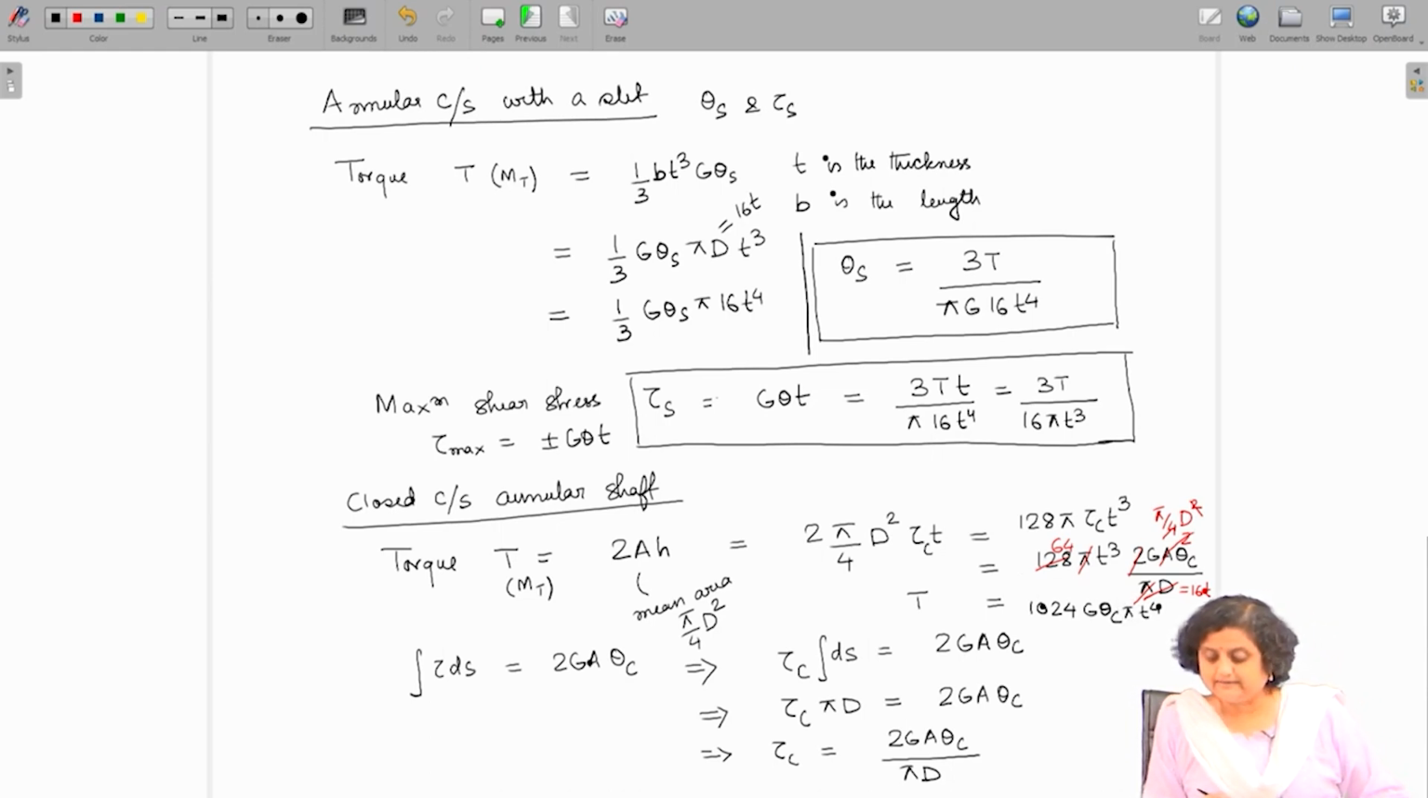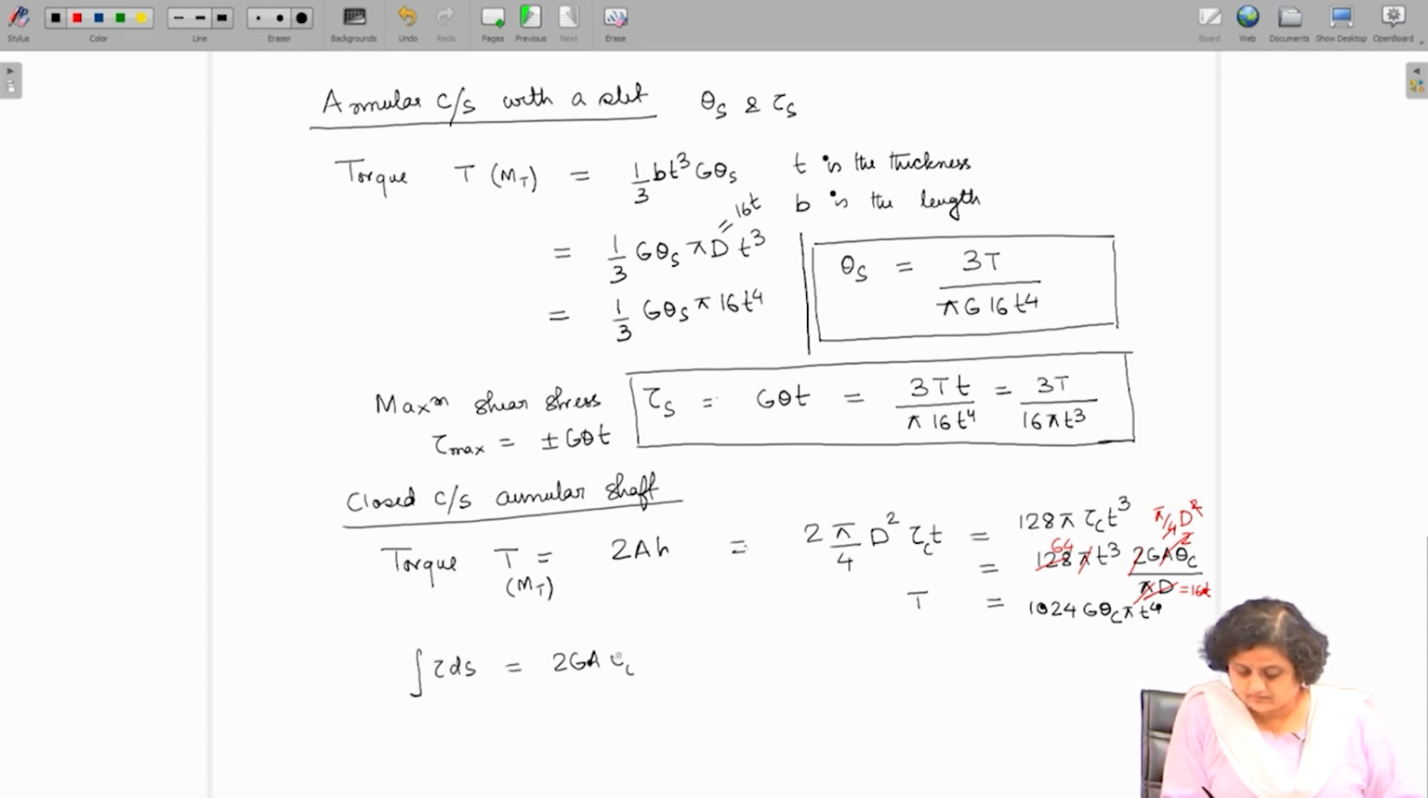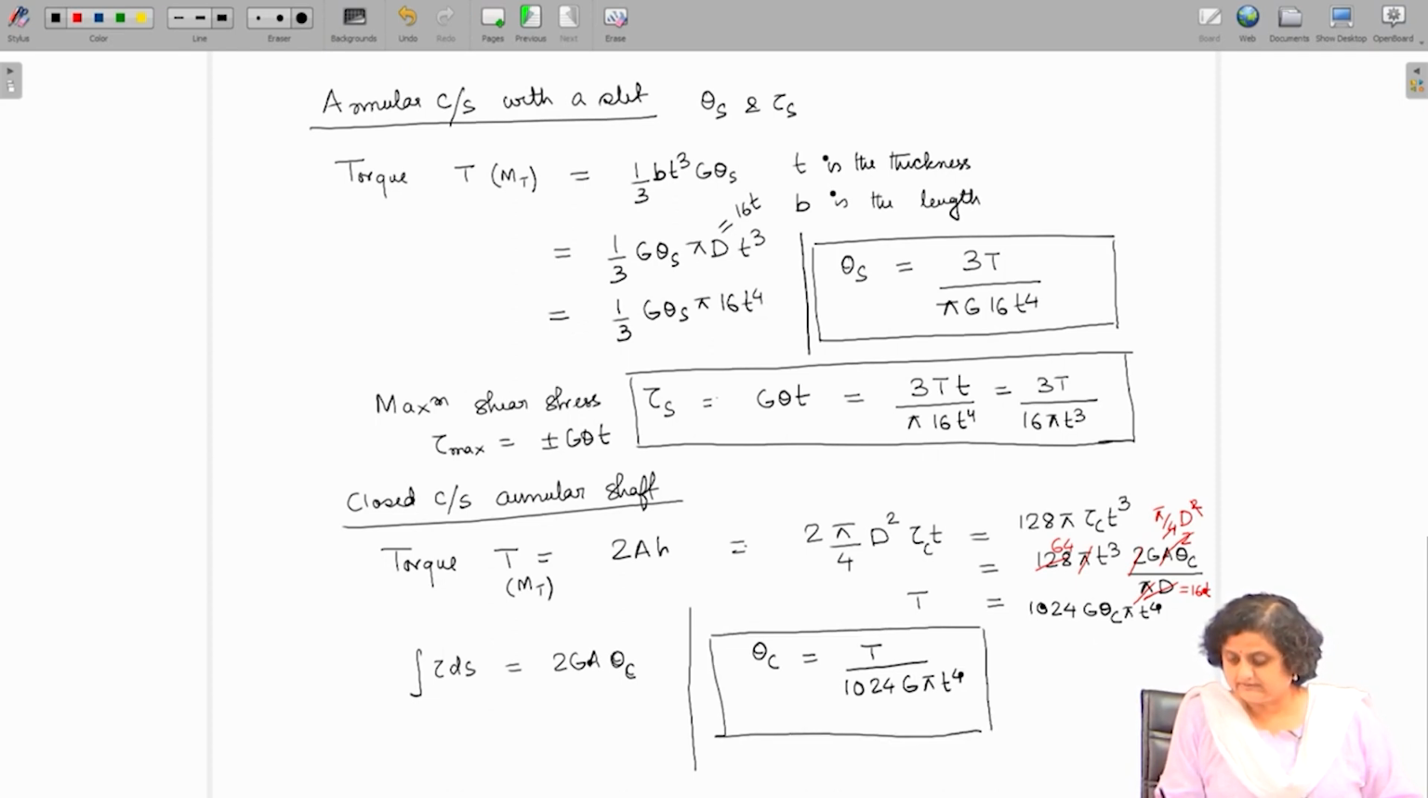So, we can say therefore, so I can erase this and write it. So, therefore, this is theta c. Therefore, we can write that theta c is going to be torque by 1024 into G into pi into t to the power 4. So, this is one expression that we obtain for theta c.